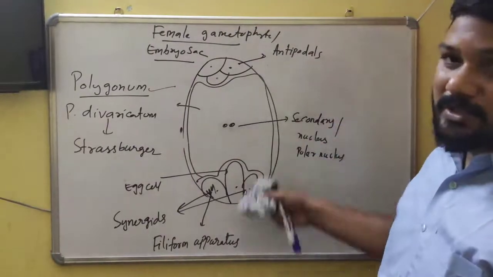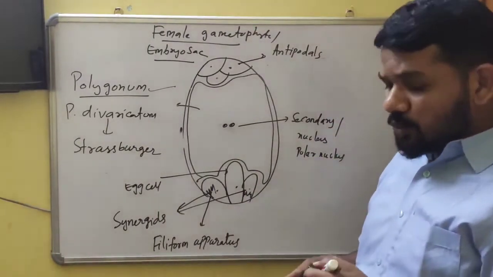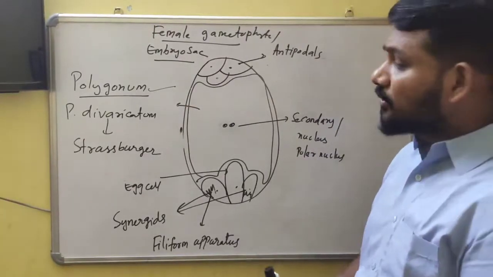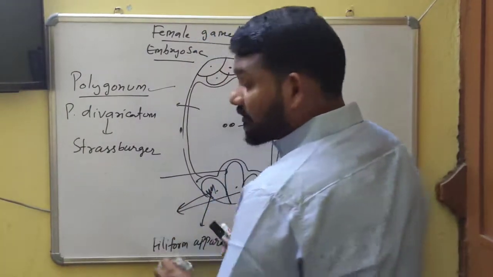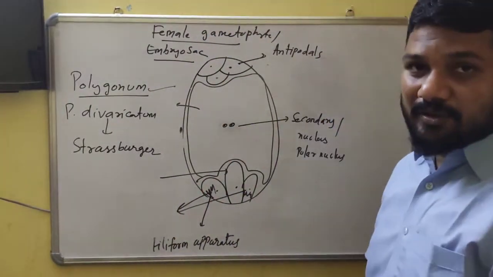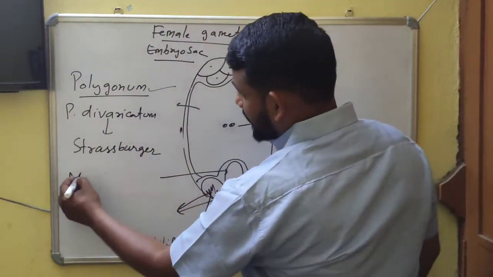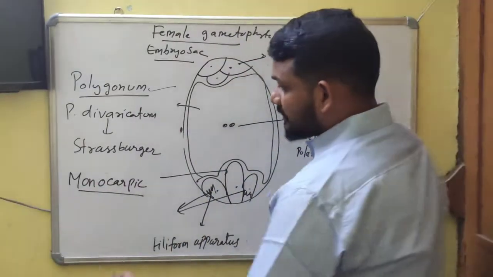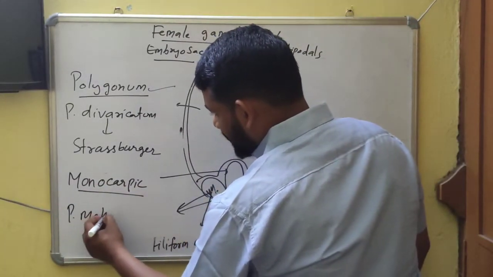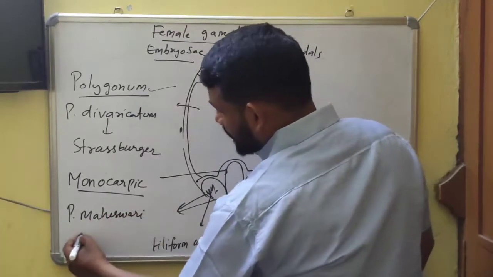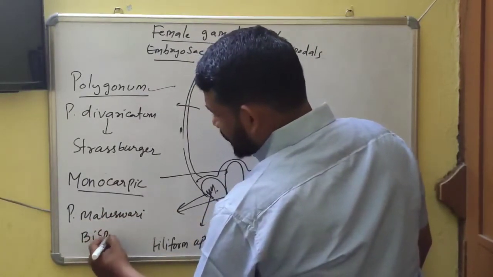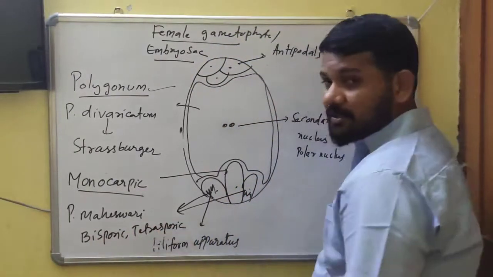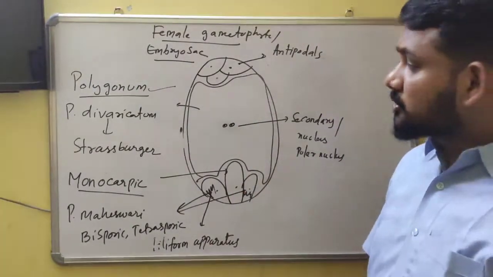And this developmental process is called monosporic development, because out of 4 nuclei, 3 degenerate and only 1 becomes functional. So only one megaspore develops into the female gametophyte. But there is a scientist, Panchanan Maheshwari, who also reported bisporic and tetrasporic development of the female gametophyte in some angiospermic species.